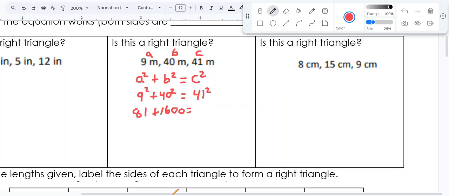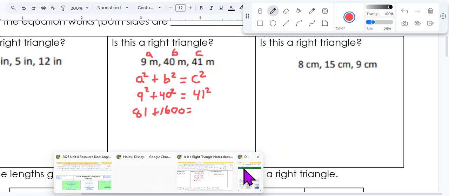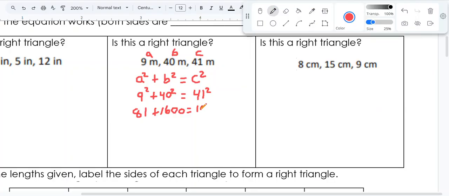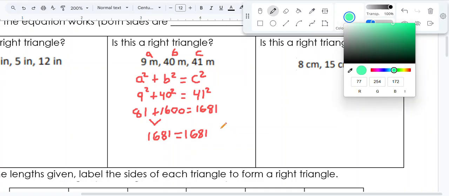And then 41 squared is 1681. All right, so now I want to add this side together and see if it equals this side. Well, 81 plus 1600 is 1681, which equals 1681. So this is a right triangle.